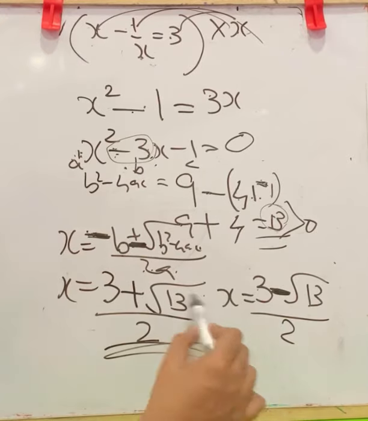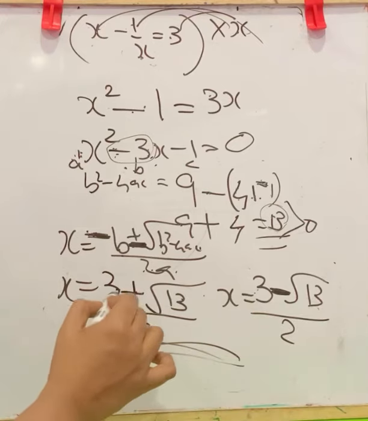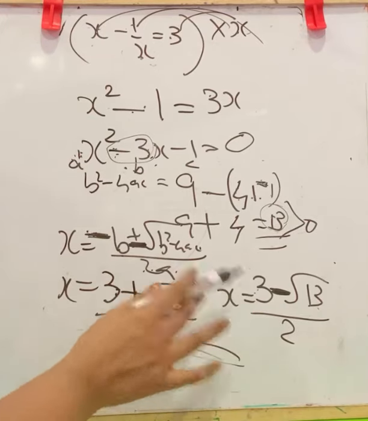These are the two roots of the given equation. We can't operate this because one is rational and the other is irrational. This is the final result.